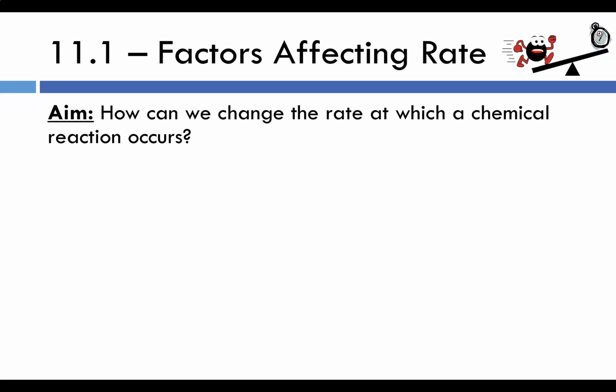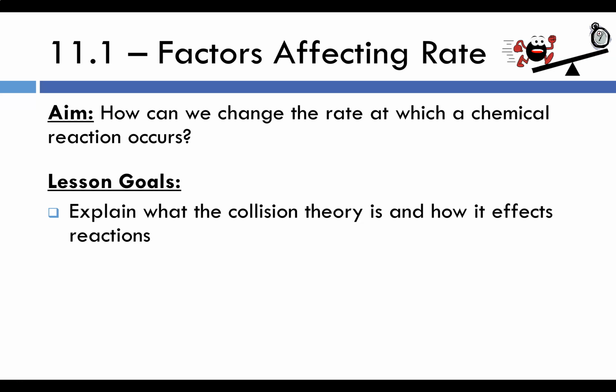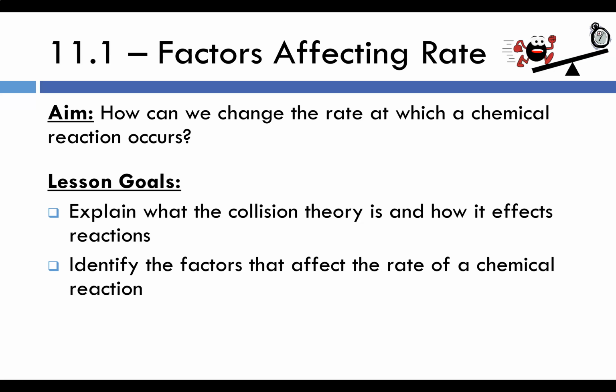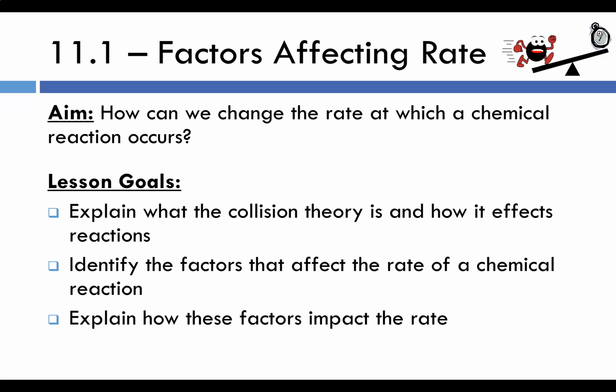In today's lesson, we're going to talk about how we can change the rate, or the speed, at which a chemical reaction occurs. Goals for today's lesson. You should be able to explain what the collision theory is and how it affects reactions. You should also be able to identify the factors that affect the rate of a chemical reaction and explain how those factors are impacting the rate. Those last two are the big ones for today.